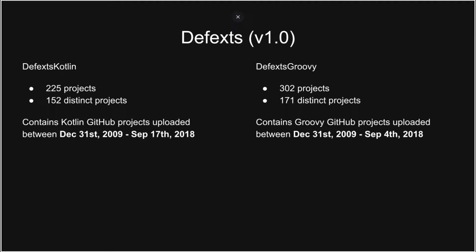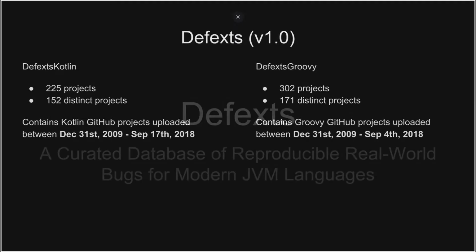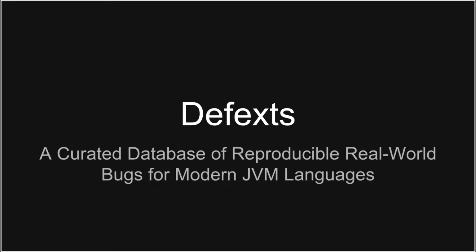In this initial version, Defexts Kotlin has 225 bugs from 152 distinct GitHub projects, and Defexts Groovy has 302 bugs from 171 distinct GitHub projects. Now, let's give an actual demonstration of Defexts in use.